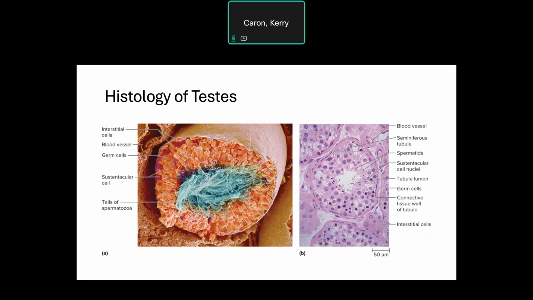And this is a tissue sample of the testes. You can see the orange are interstitial cells. You've got a blood vessel next to it. And then in the center, all those blue are tails of spermatozoa or sperm cells. And then you can see the microscopic slide.